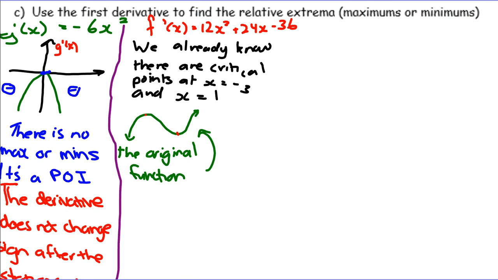Okay, so here's the original function. We've pretty much got an almost perfect answer. We know that at x equals -3, it's a maximum. At x equals 1, it's a minimum, because x equals -3 comes first and then x equals 1 next. We just need to give a perfect answer. We need to also give its y coordinates.